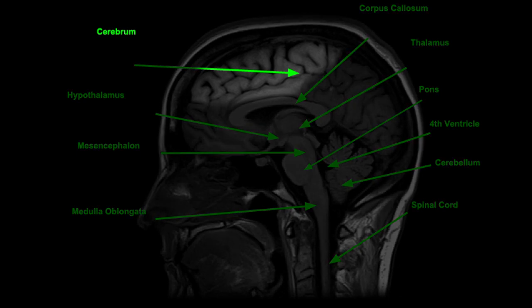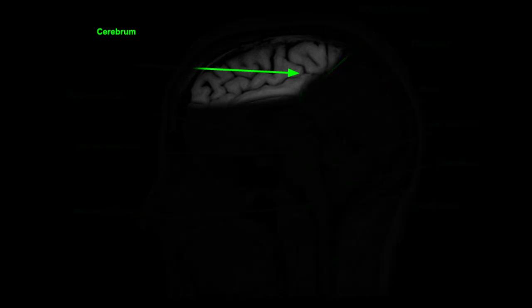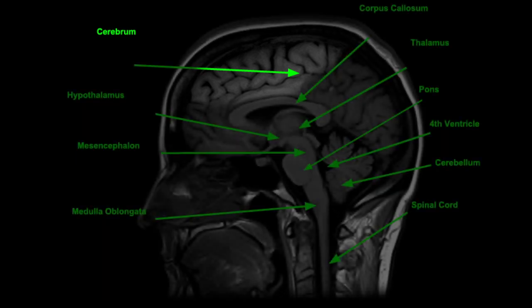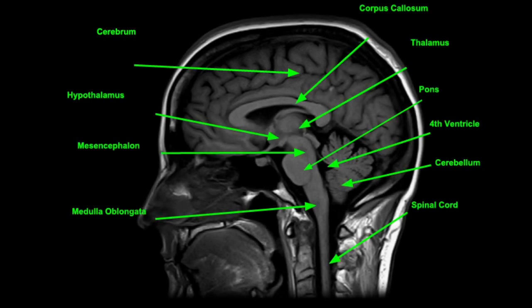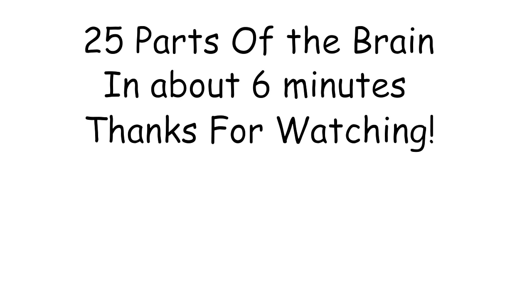Finally, our last part of the brain is the cerebrum. The cerebrum is the principal and most anterior part of the brain in vertebrates, located in the front area of the skull and consisting of 2 hemispheres, left and right. The cerebrum is known for the integration of complex sensory and neural functions and the initiation and coordination of voluntary activity in the body. Those are 25 parts of the brain.